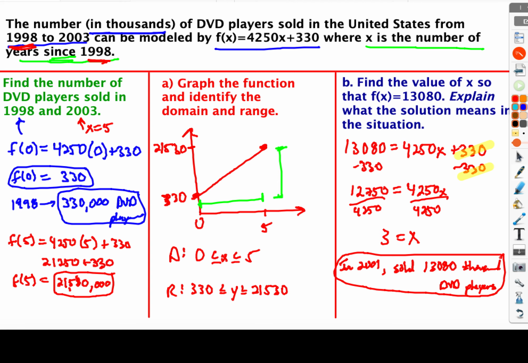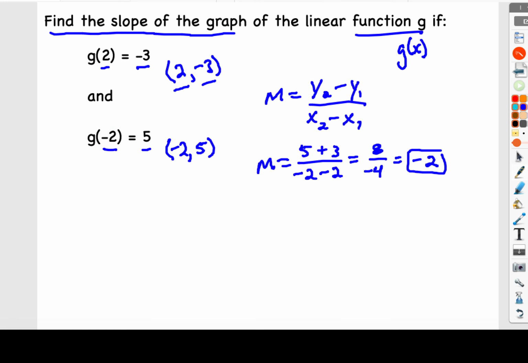I hope that helps you apply function notation, both in the real world, in that situation we just talked about, also talking about domain and range a little bit, as well as just in function notation. If we're talking about slope or just talking about functions, we're talking about graphing things. Again, function notation is just another way of writing inputs and outputs.